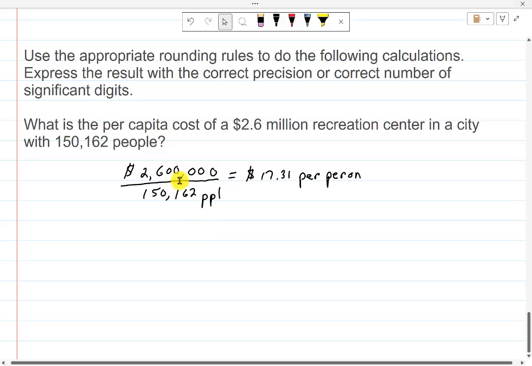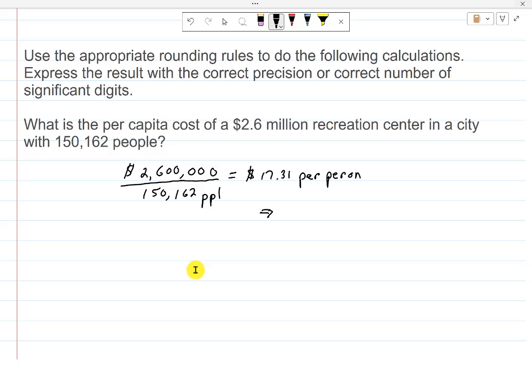However, let's take a look at our data. There's no decimal involved in this. It's a whole number. There's no decimal involved in this. It's also a whole number. So what I'll need to do then is convert my final answer to a whole number and just change this to $17 per person.